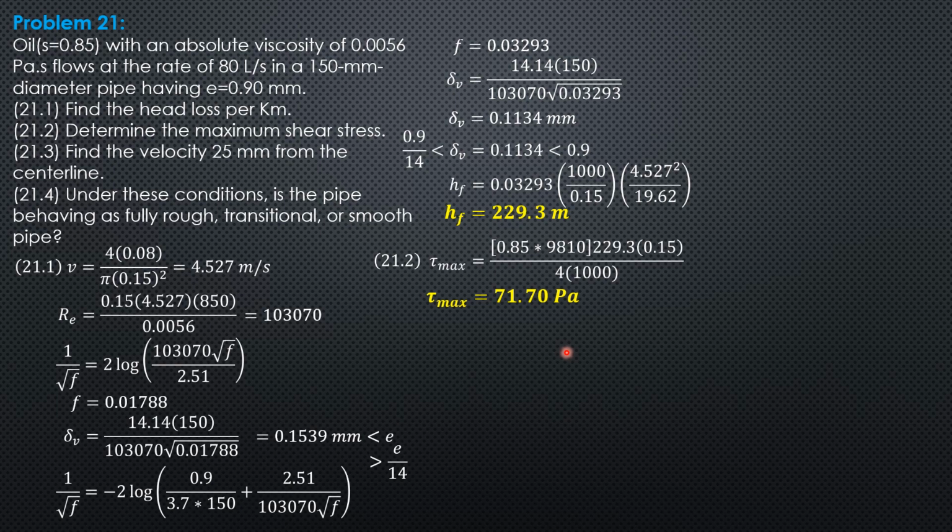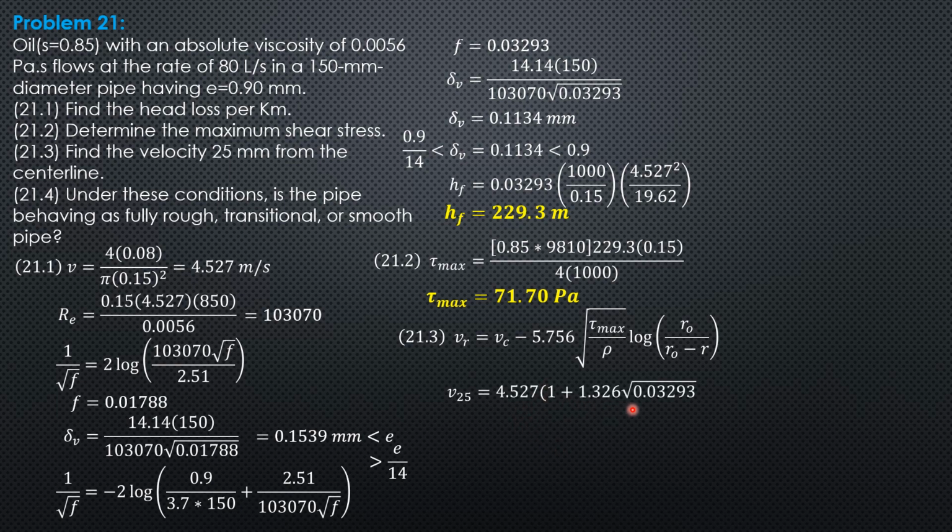Then find the velocity 25 mm from the center line. Velocity V sub r for turbulent flow is V sub c minus 5.756 square root of tau max over density times log of R sub O over R sub O minus r. That's the formula if you can remember. Where V sub c is mean velocity times quantity 1 plus 1.326 square root of f, and we have already computed f. So V sub 25 equals V times quantity 1 plus 1.326 square root of f, that's V sub c, minus 5.756 square root of tau max over density, log of R sub O 75, radius 150 divided by 2, so 75 over 75 minus r. It's a matter of calculations. So V sub 25 is 5.322 meters per second.